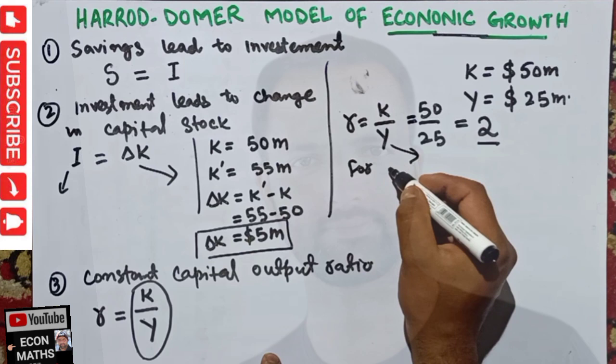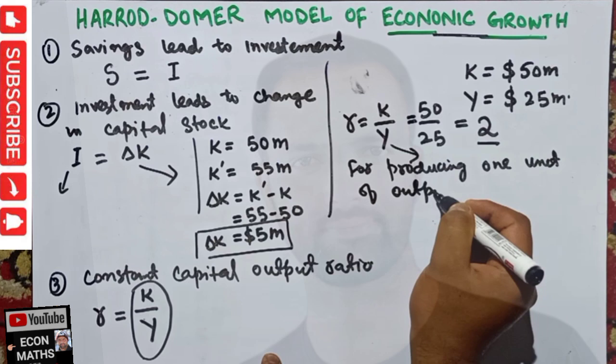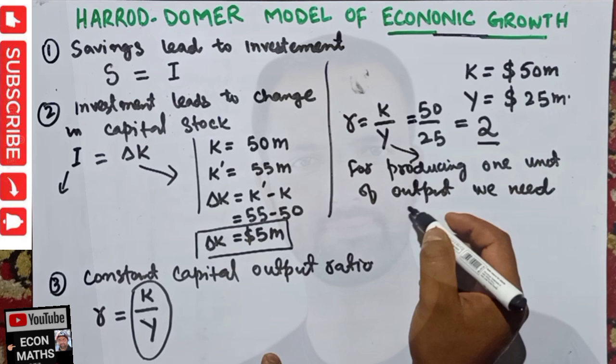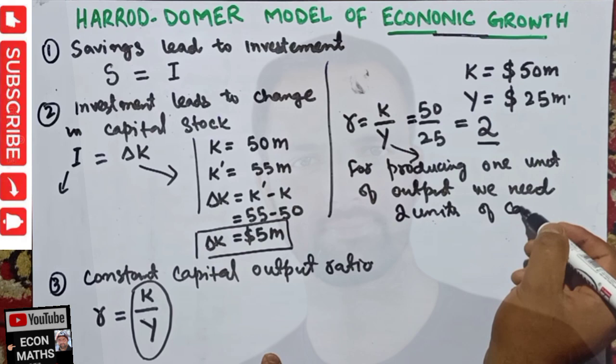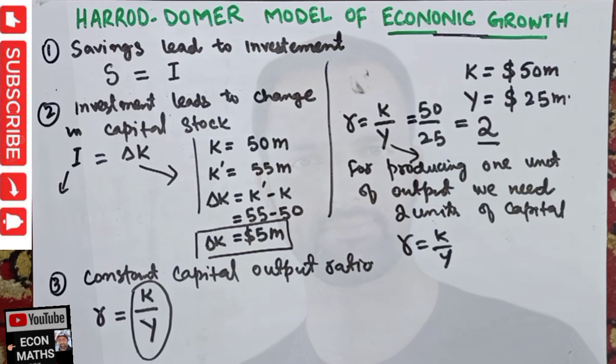So I will write here, for producing 1 unit of output, we need 2 units of capital, and this ratio, that is R is equal to K divided by Y, this ratio remains constant. This is one of the important assumptions of this Harrod-Domar model, okay.